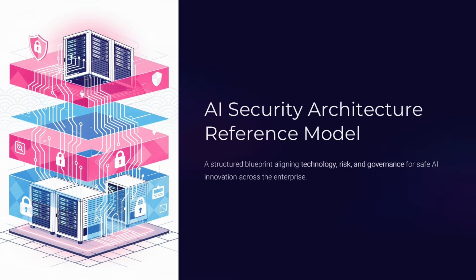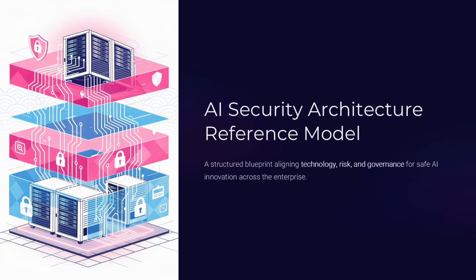When you design security for artificial intelligence systems, you cannot rely on isolated controls. You need a reference model. You need a layered view. You need a structured blueprint that aligns technology, risk, and governance.